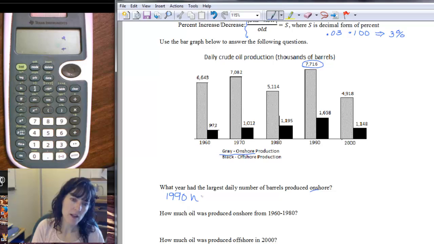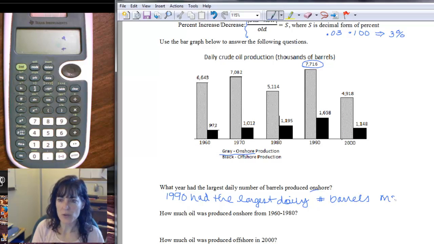1990 had the largest daily number of barrels onshore.